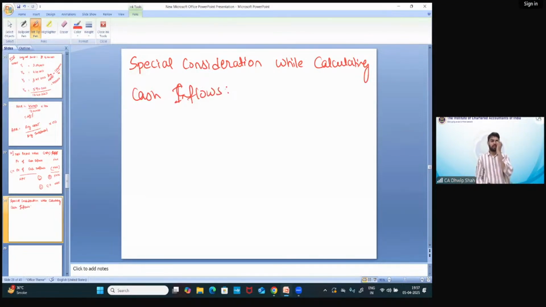There are certain special line items while calculating cash inflows. Number one is about sunk cost. Have you heard of this term sunk cost before, or in your cost management paper?